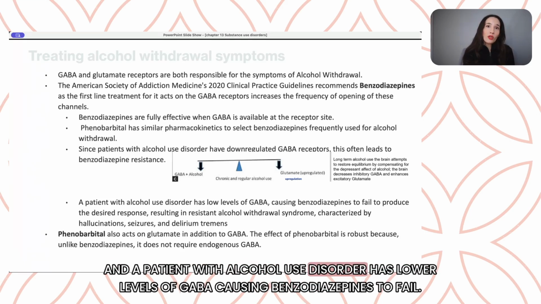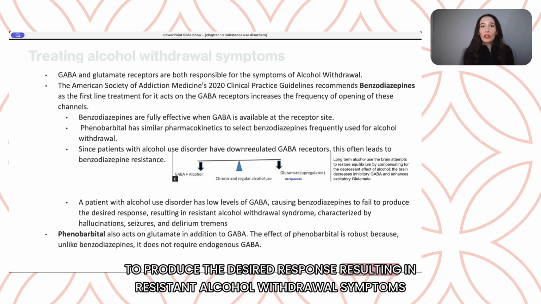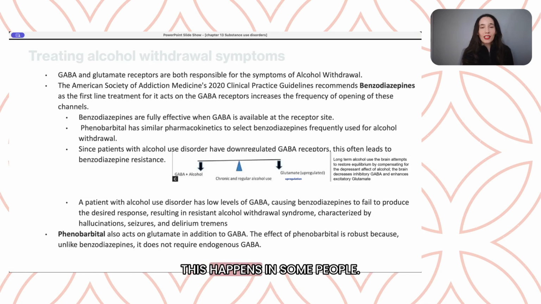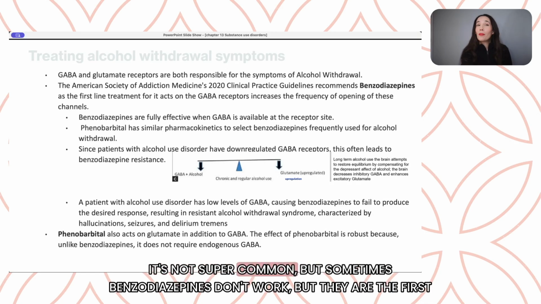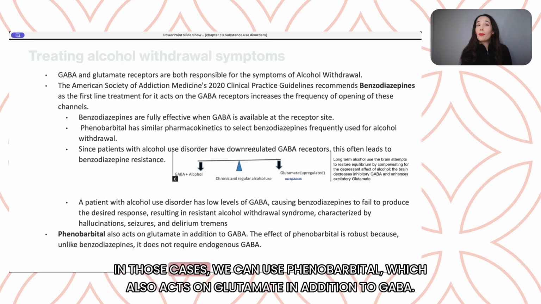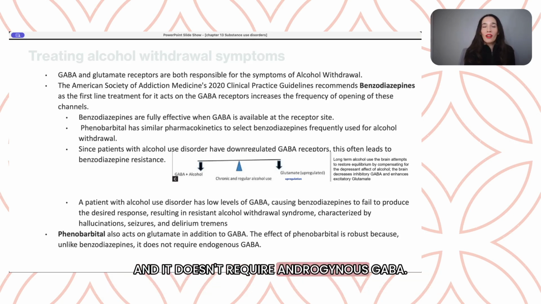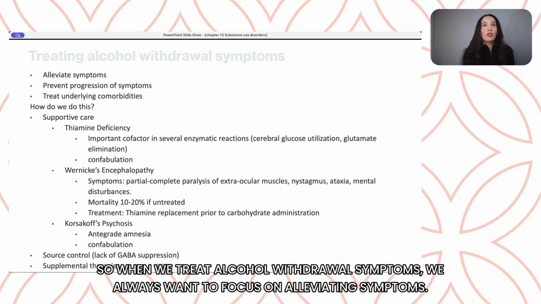A patient with alcohol use disorder has lower levels of GABA, causing benzodiazepines to fail to produce the desired response, resulting in resistant alcohol withdrawal symptoms characterized by hallucinations, seizures, and delirium tremens. This happens in some people. It's not super common, but sometimes benzodiazepines don't work, but they are the first line. In those cases, we can use phenobarbital, which also acts on glutamate in addition to GABA. It has a robust response, and it doesn't require endogenous GABA.